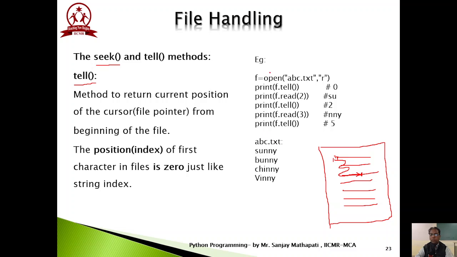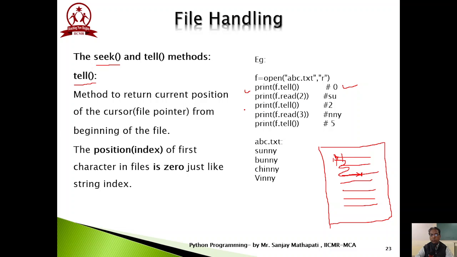Here is one example: f equals open abc.txt, which we have opened in read mode. At the initial stage, whenever I execute print f.tell, the output will of course be 0. Then we know one of the read methods, read of n characters. If I execute this to read 2 characters, it will read character number 1 and character number 2. Only the first 2 letters of the file's contents are displayed.